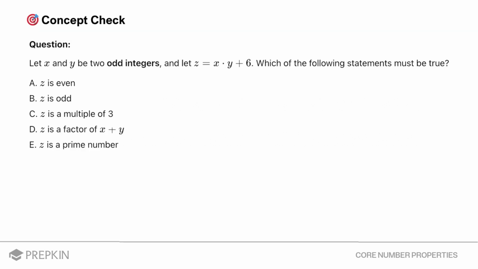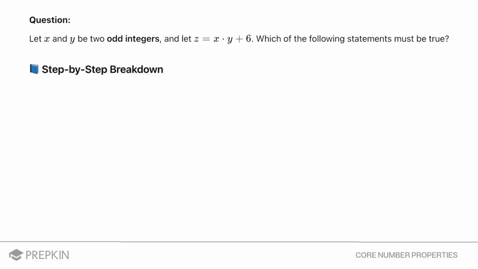Now you're ready for a concept check. Let x and y be two odd integers and let z equal x times y plus 6. Which of the following statements must be true? Feel free to pause the video here if you want to try this question for yourself.